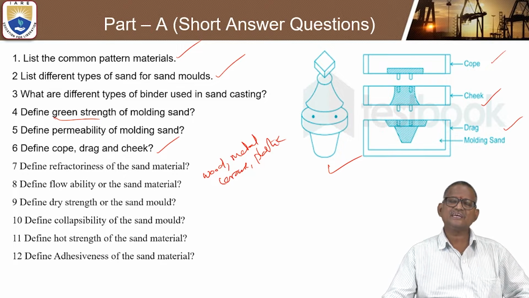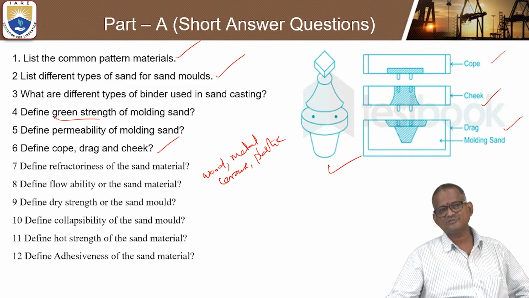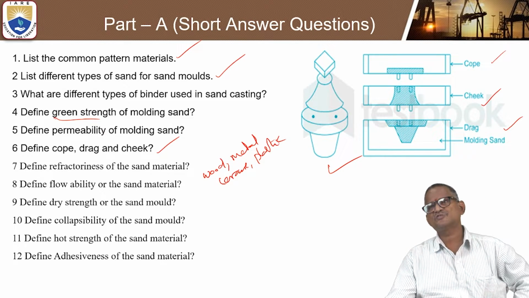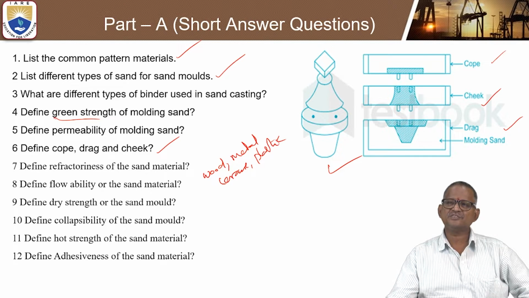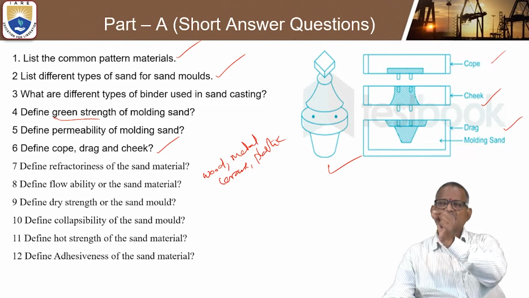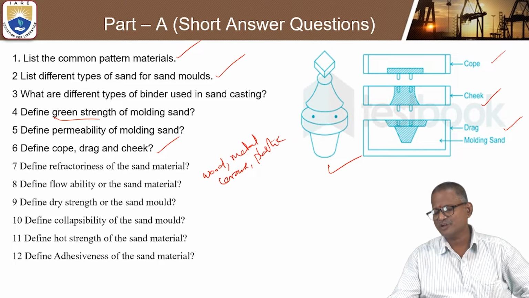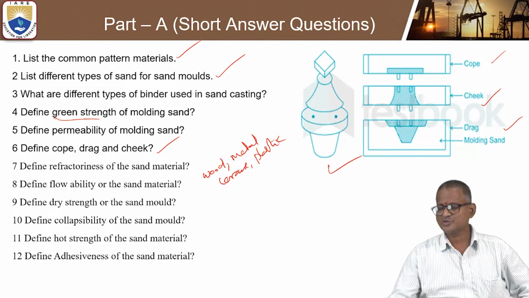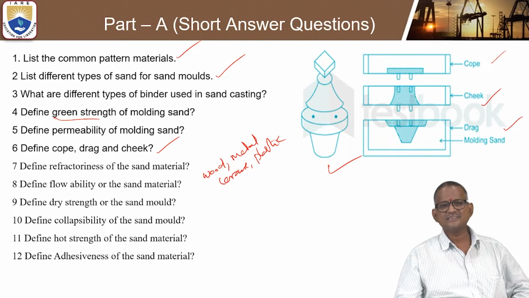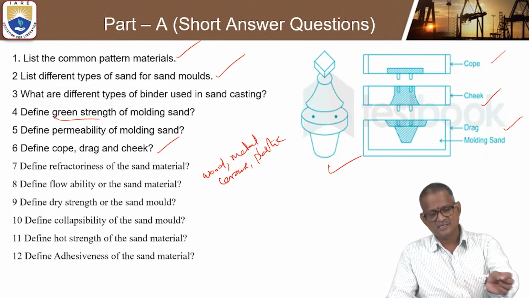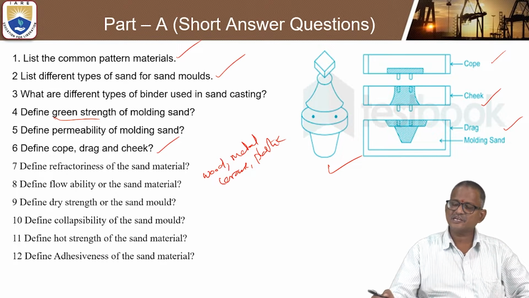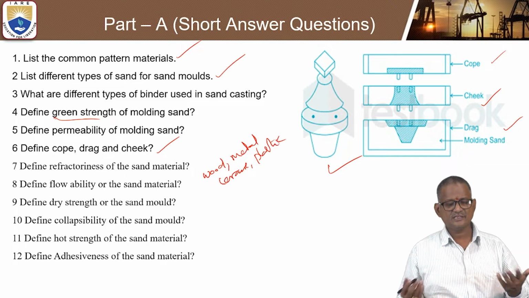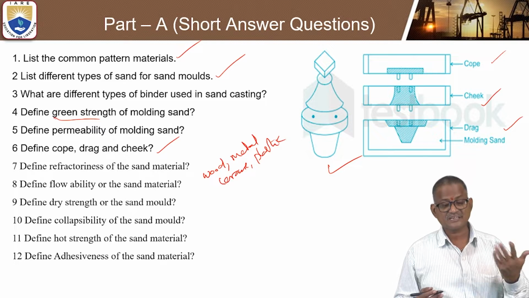One time they asked in the GATE examination, I think during 2001 to 2005, one more question: when a 3-piece pattern is used, what is the name of the middle box? Like that they can give options: cope box, drag box, metal box, cheek box. The suitable answer is the cheek box. So instead of writing the theory part, you can represent it in a diagram also, so that you may get full marks.